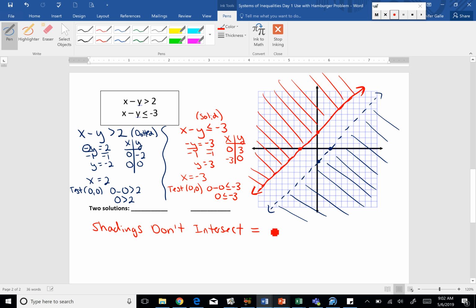there's no solution. So when we had our systems of equations with the equal signs, we were looking for the two lines to intersect. Now that we have inequalities and we're shading, we're not so much looking for the lines to intersect, we're looking for the shadings to intersect. Where the two shadings intersect, that's where all of my solutions are. Any ordered pair where the shadings intersect are my solutions.